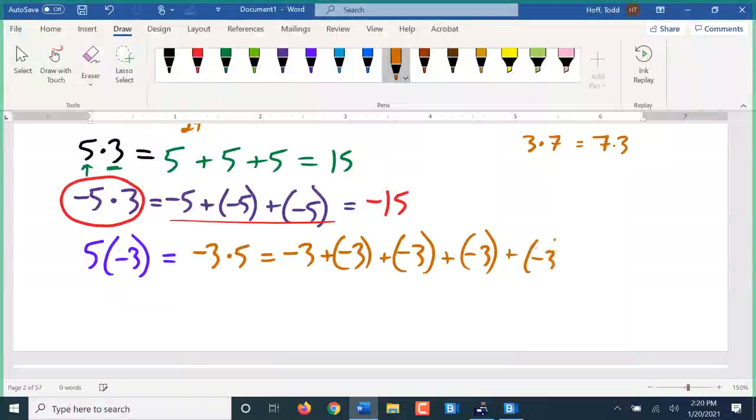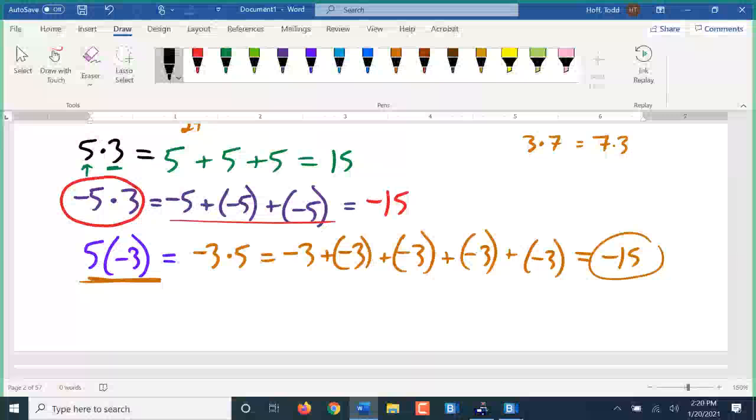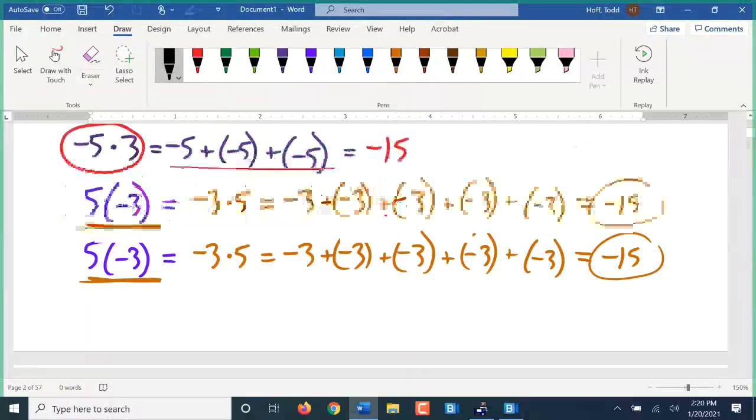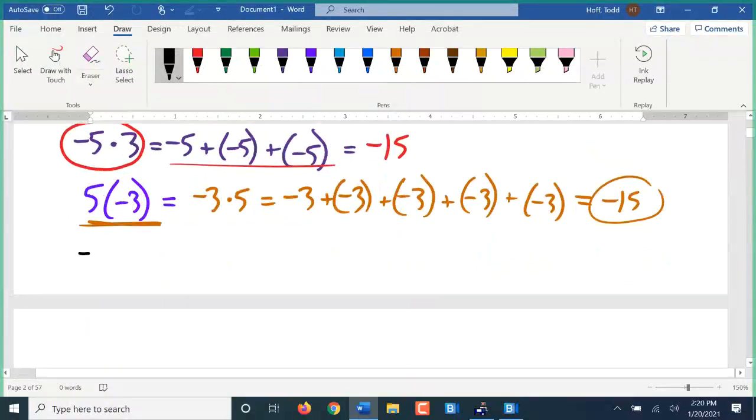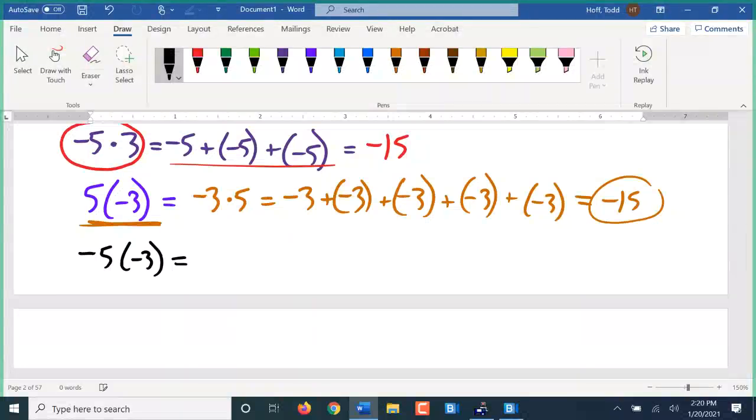If I have 5 negative 3's added together, I get negative 15 again. Again, most of us knew that a positive times a negative gave us a negative. 5 times 3 is 15, so it's negative 15. One that's confusing, though, we've all memorized the rule for it, but the reason why is kind of fuzzy.